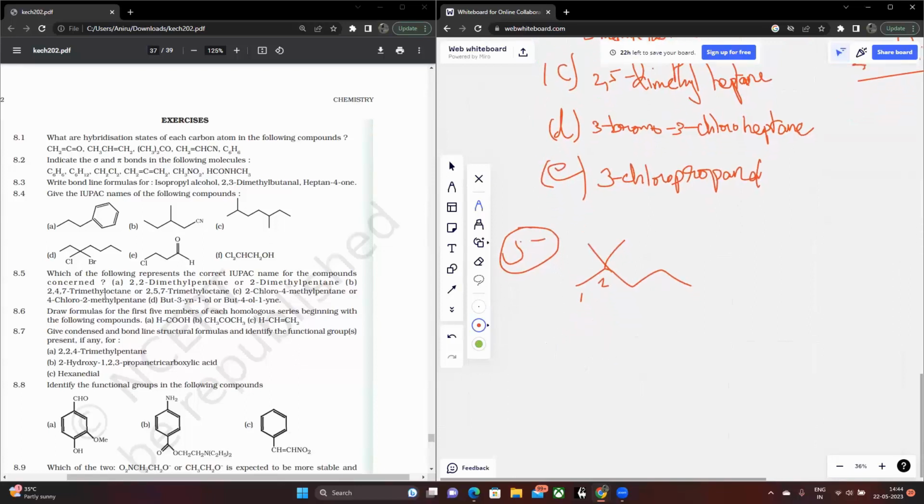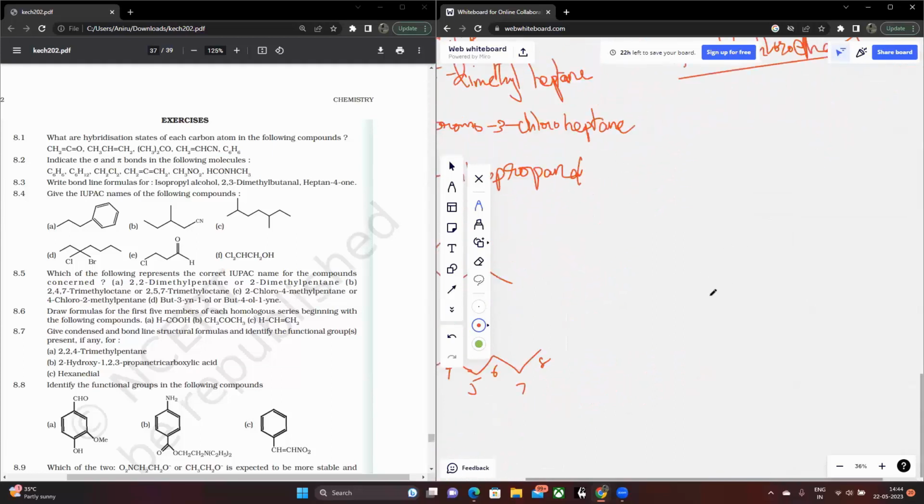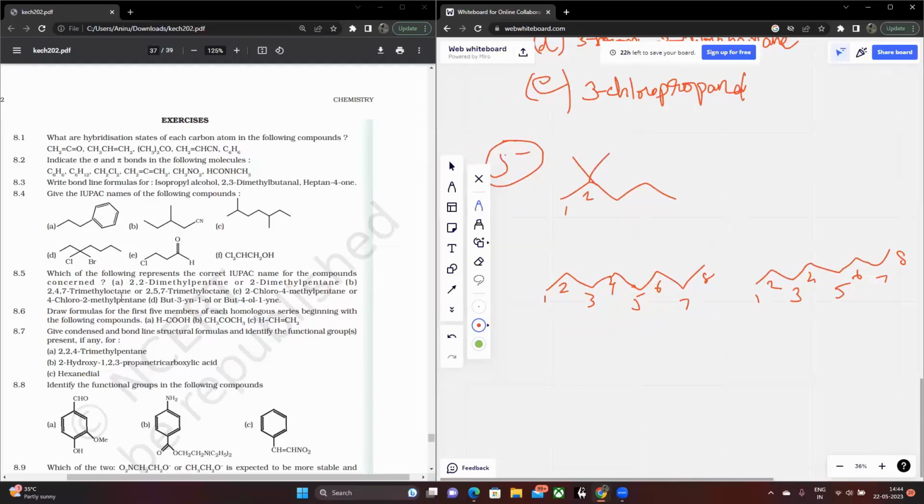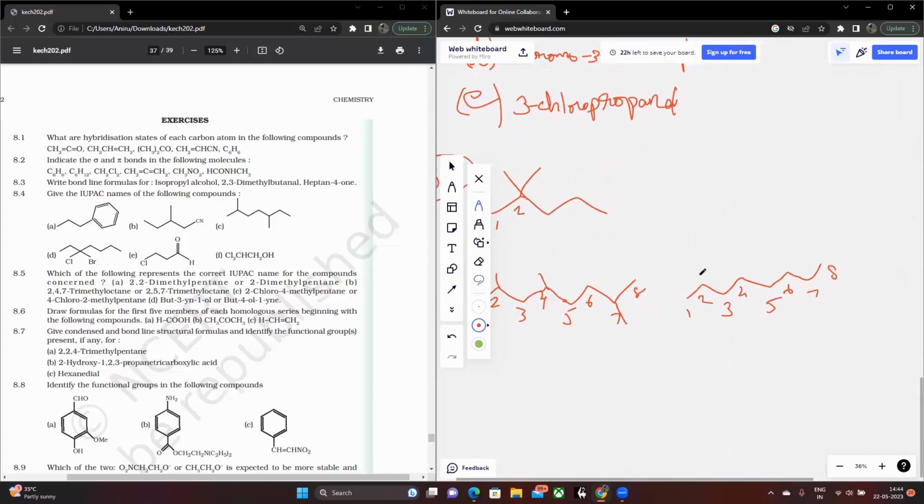Question B, that's 2,4,7-trimethyloctane or 2,5,7-trimethyloctane. Let's draw it out. That's octane, this is 1, 2, 3, 4, 5, 6, 7, and 8. Since it's a contention between 2 things, I'll draw this 2, 3, 4, 5, 6, 7, and 8. You are given 2,4,7-trimethyloctane, 2,5,7-trimethyloctane. It's 2, 4, 7. This is 2, 5, and 7.